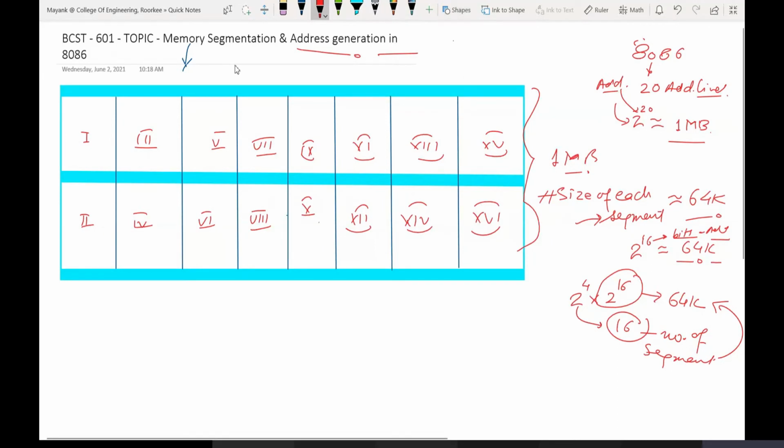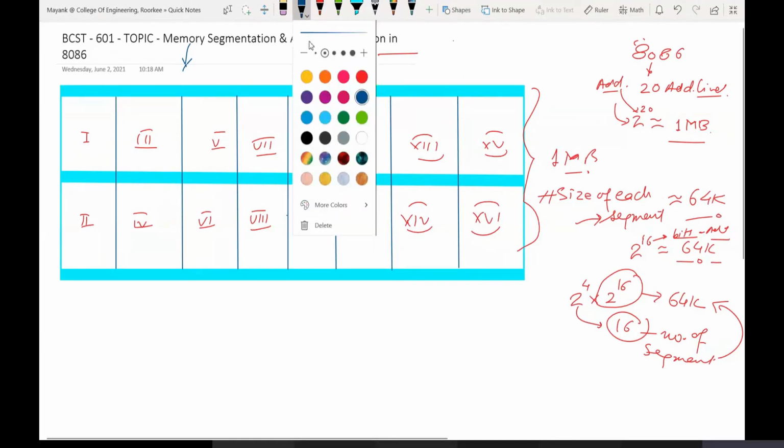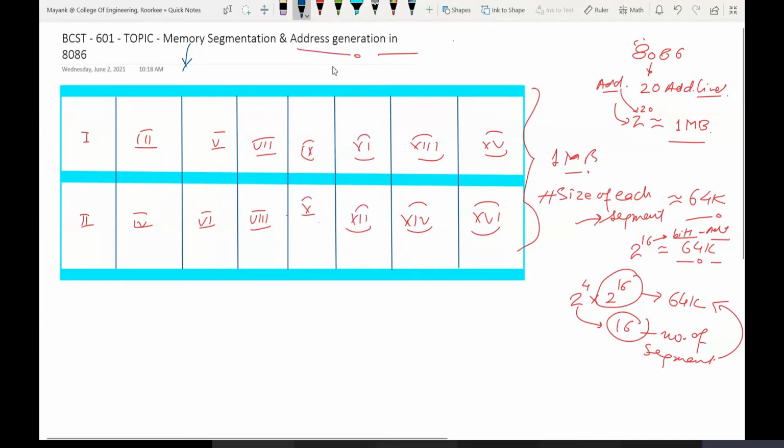But out of them only 4 are available for the programmer. What are these segments? First one is CS, code segment, then data segment, then stack segment, and then extra segment. All other segments shown here will be utilized for different memory operations, but they will not be directly accessible to the programmer. Fine. So this is how the memory of 8086 looks like in the segmented form.